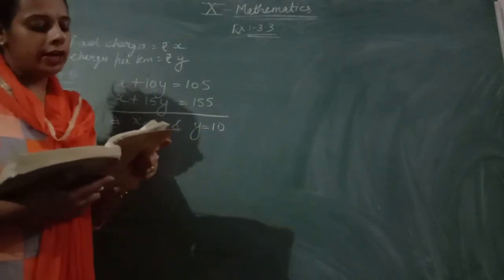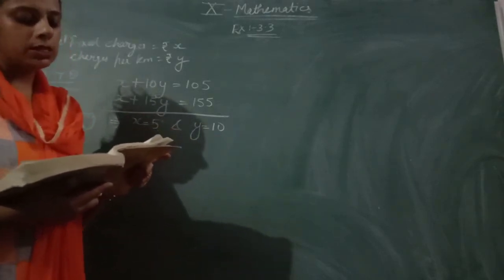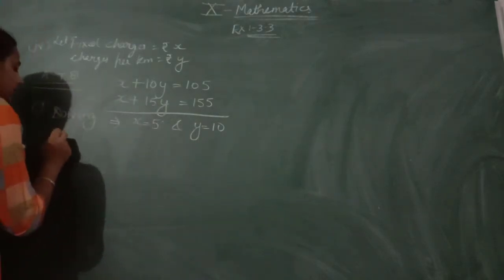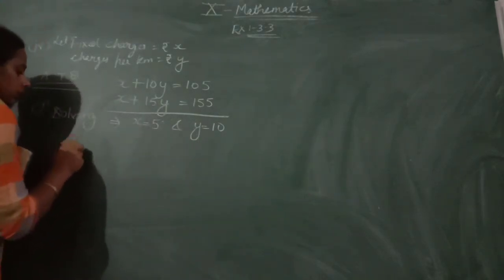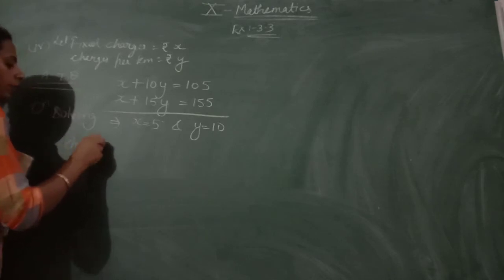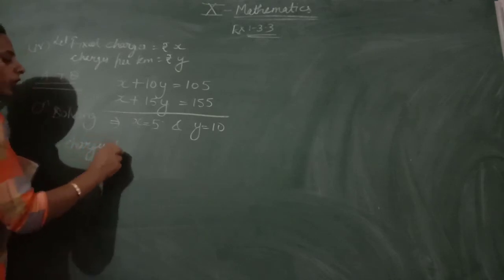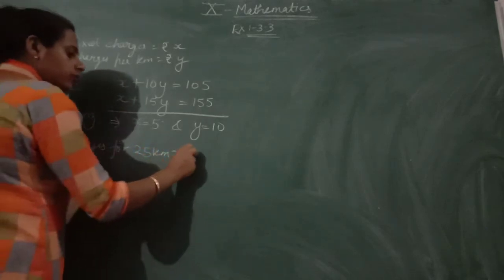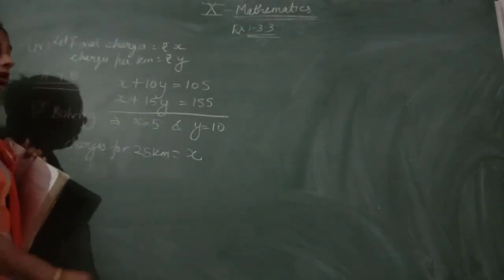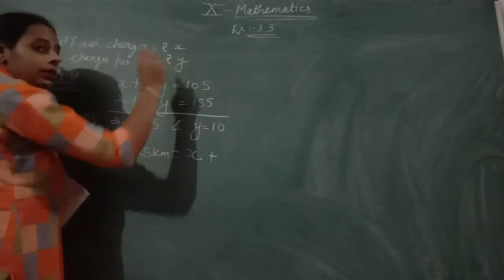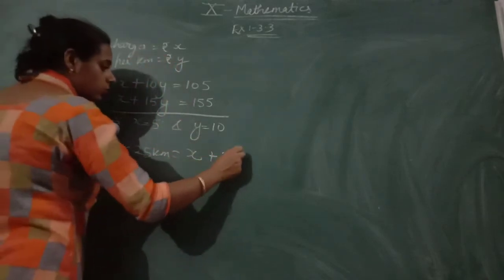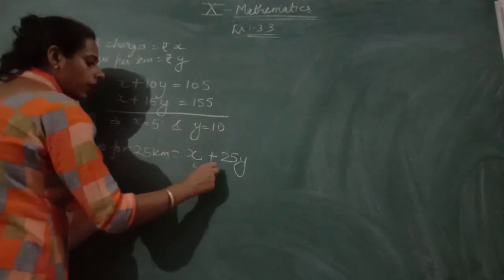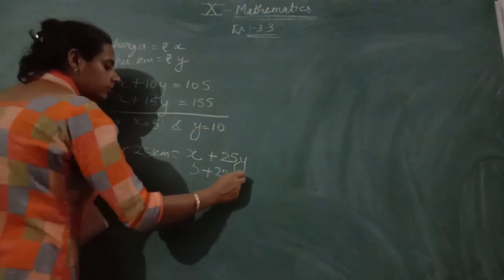And the charge per kilometer is 10 rupees. And how much does a person have to pay for traveling 25 kilometers? If a person is traveling 25 kilometers, what do they have to pay? You have to find the charges for 25 kilometers. So firstly he also has to pay the fixed charge, and the charge for 1 kilometer is y, so for 25 kilometers there is 25y. So put the values of x and y here. The value of x is 5 and the value of y is 10.